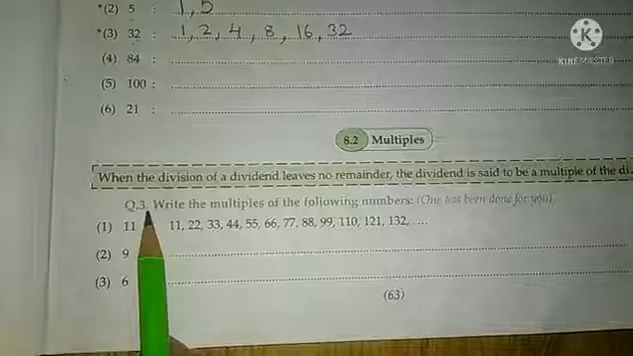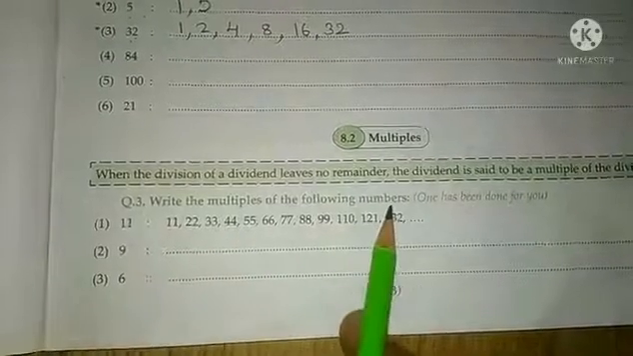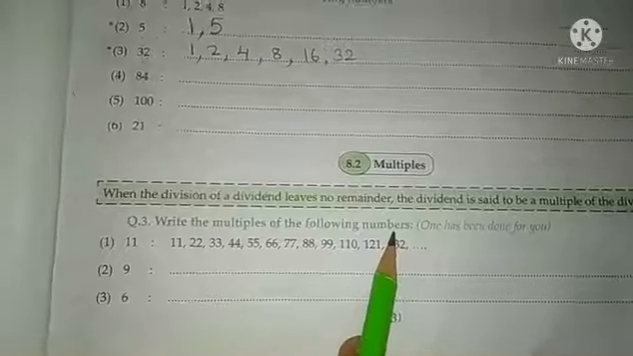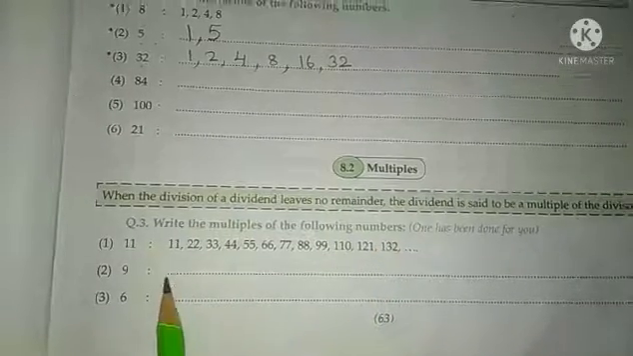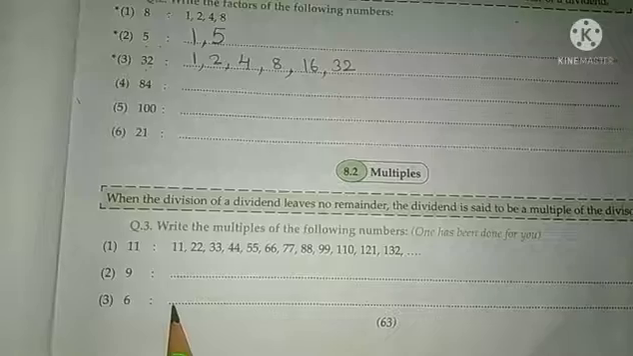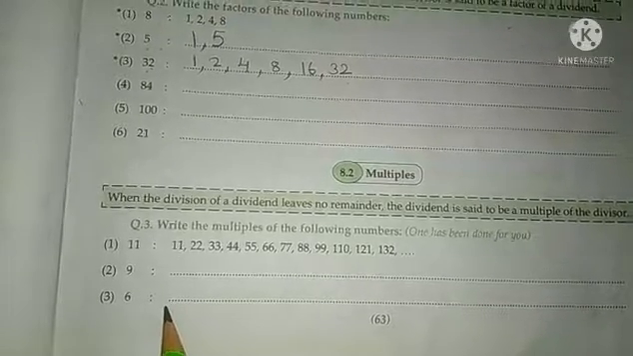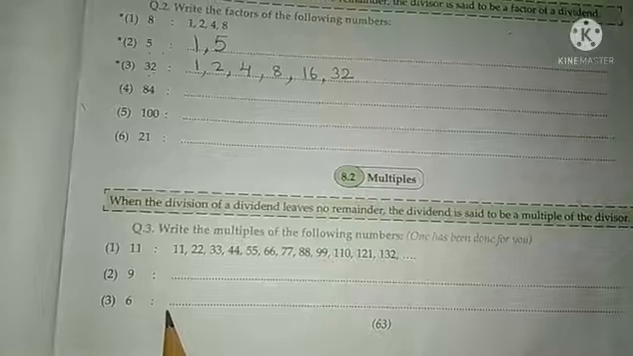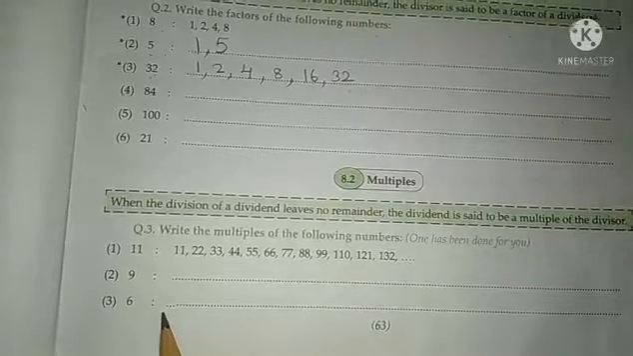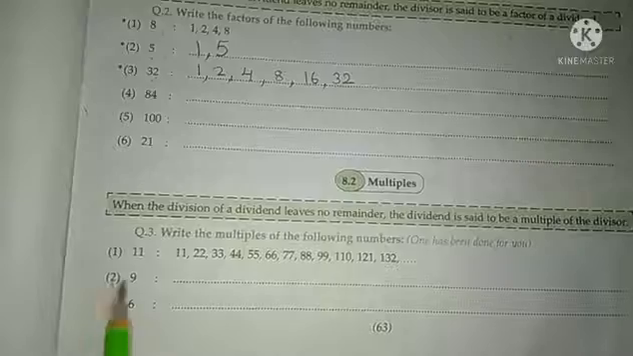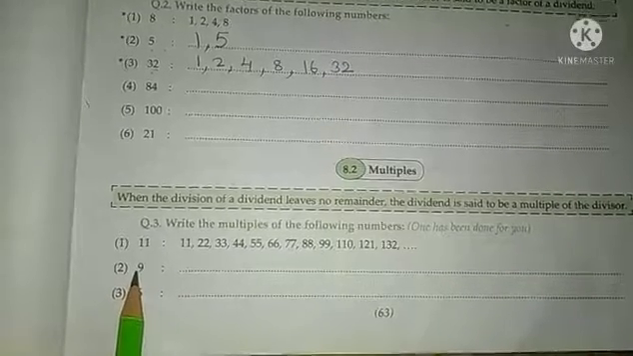Clear? Question number 3. Write the multiples of the following numbers. Now students, what you have to write down over here? You have to write down the multiples. Means what you have to write down? Whenever it is asked to write down the multiples, you have to write down the table. Clear? So here we have to write down the multiples of 9. Means we have to write down the table of 9.